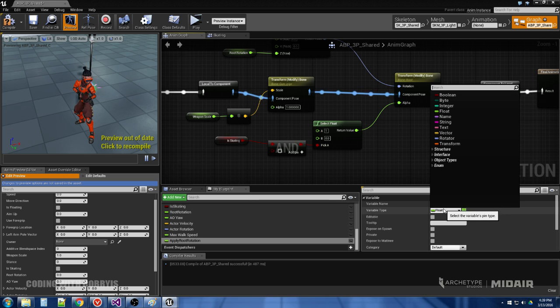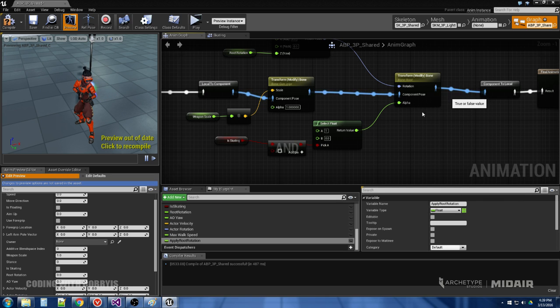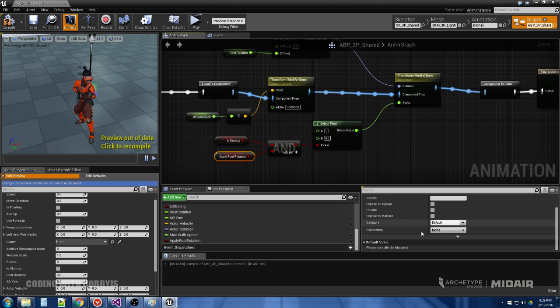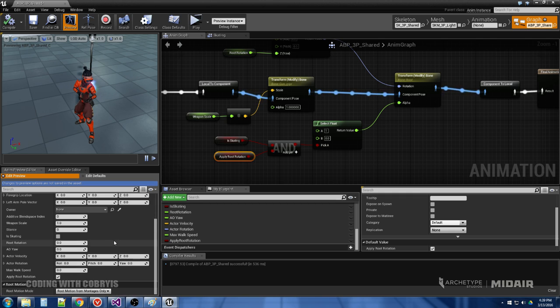Apply root rotation. Okay, by default it'll be on, and I'll turn it off. Max walk speed is going to be 100. Our velocity is going to be 10 in that direction. We're going to be skating. Turn off root rotation. Okay. This is making a little more sense.